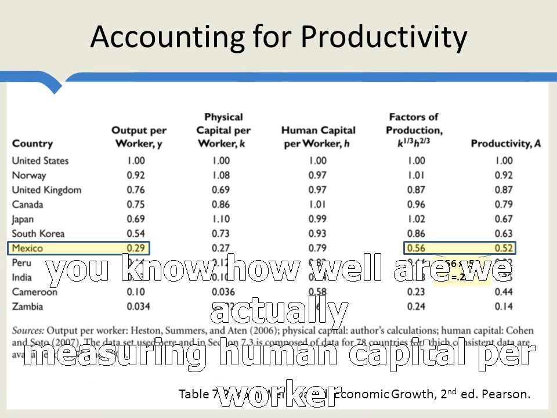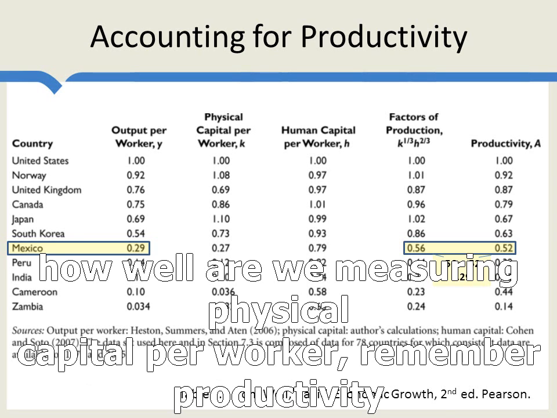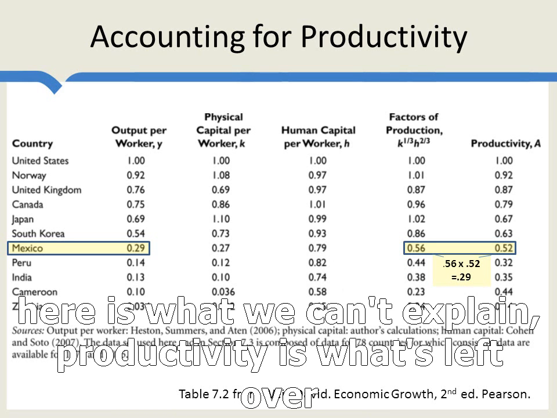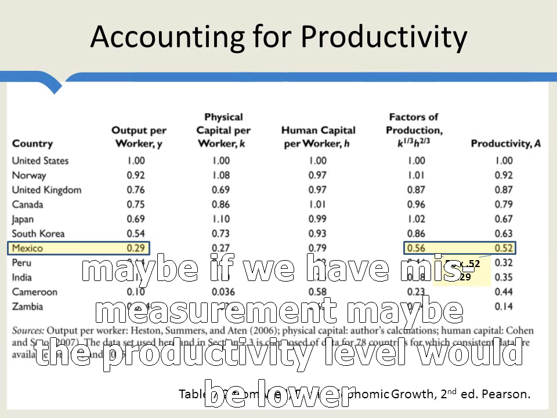Now, there's lots that could be said about this table. How well are we actually measuring human capital per worker? How well are we measuring physical capital per worker? Remember, productivity here is what we can't explain. So productivity is what's left over. Maybe if we have mismeasurement, maybe the productivity level would be lower.